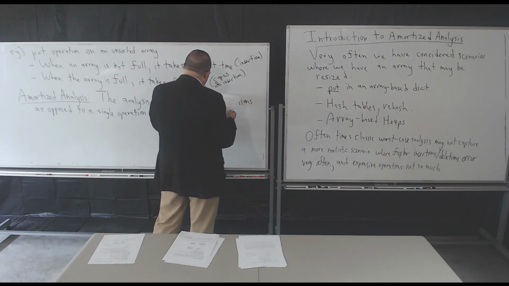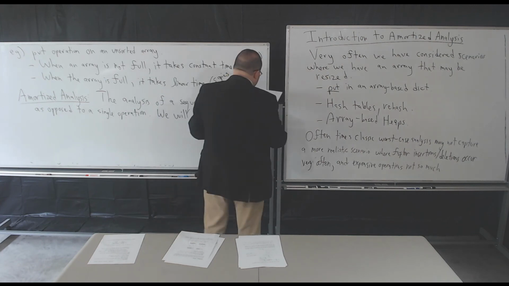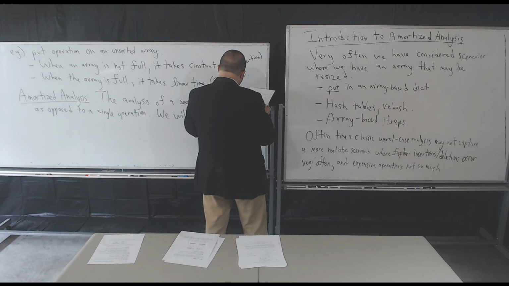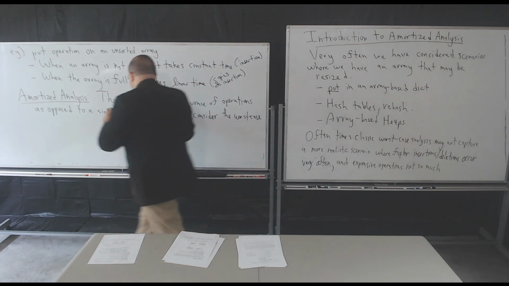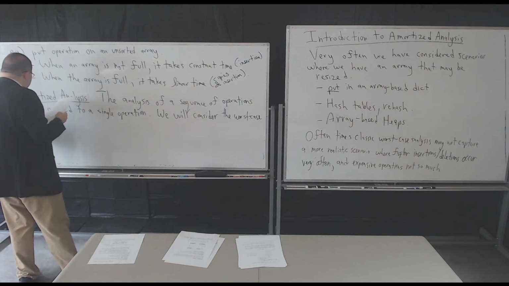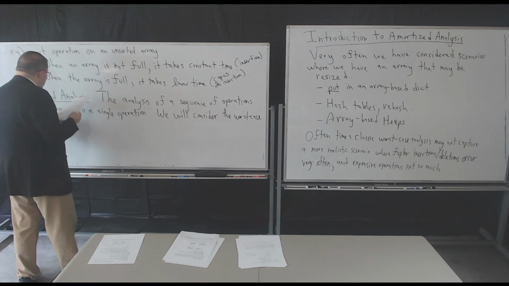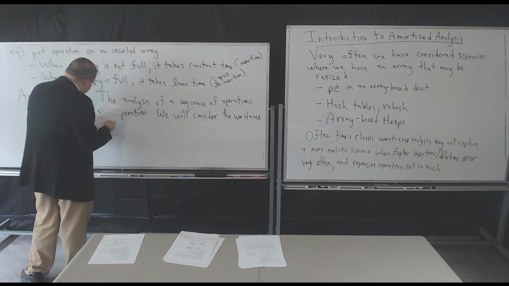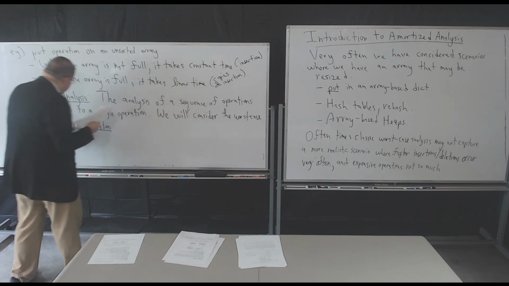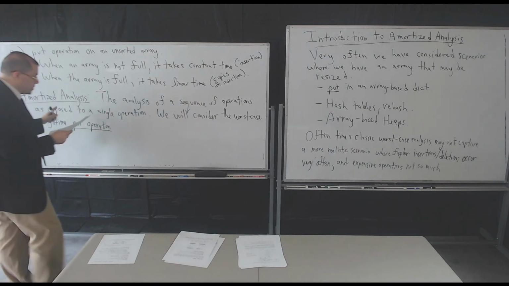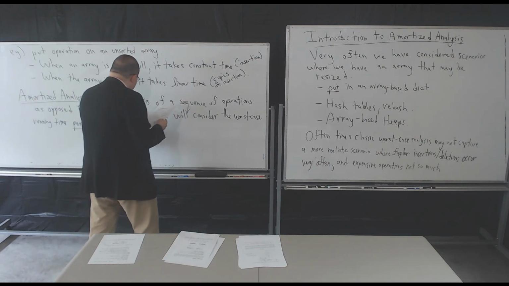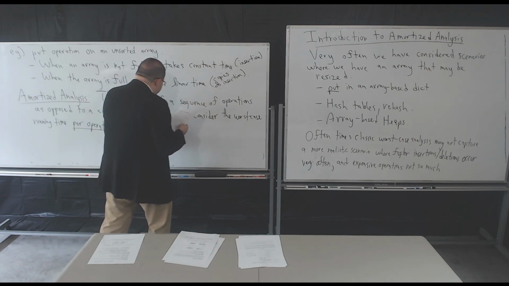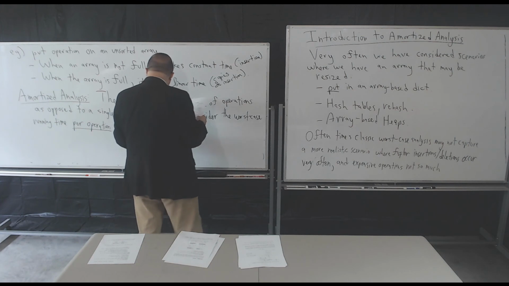We will consider the worst case running time per operation. So it isn't just the worst case running time, it's the worst case running time per operation. That's what makes this amortized. I must stress that this is not average case analysis. Remember, average case analysis is over a distribution of instances where you compute the running time in expectation.